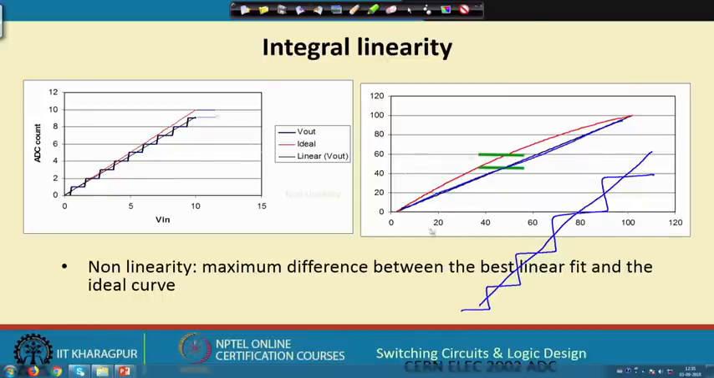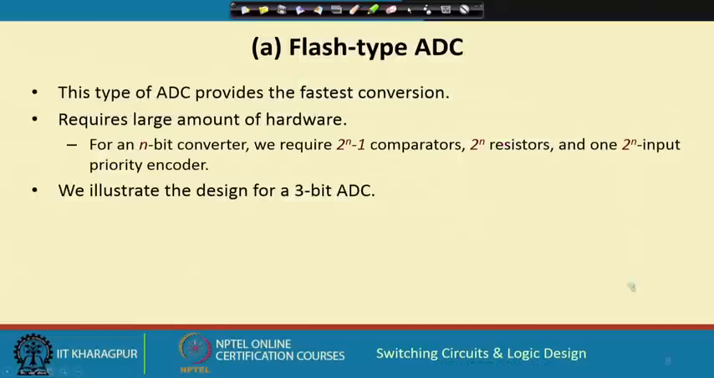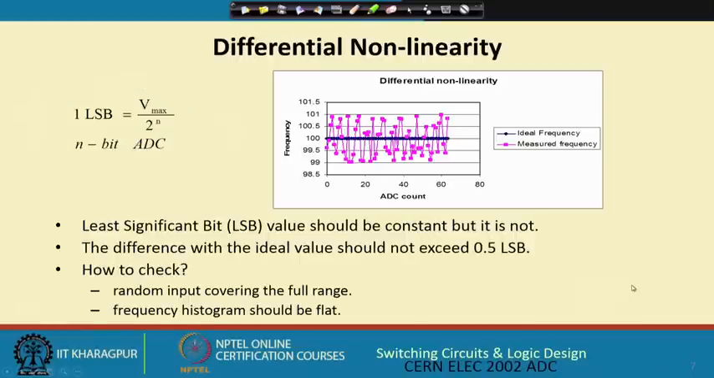Now, because of this nonlinear error, if you join the middle points, it may show like a curve as this red line shows. This shows the nonlinearity error. So this kind of nonlinearity error can be there, and there can be a differential nonlinearity. This is another kind of error. Differential nonlinearity says that again the least significant value should be constant with respect to the output voltage, but it is not.